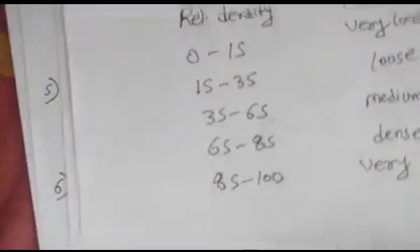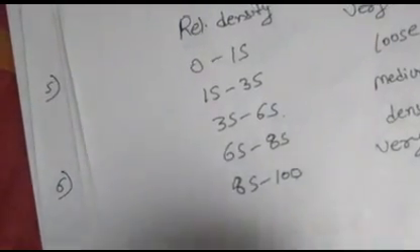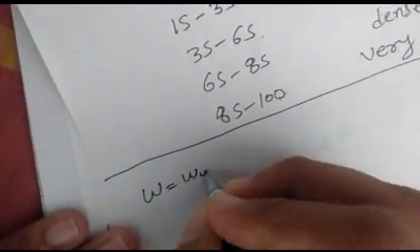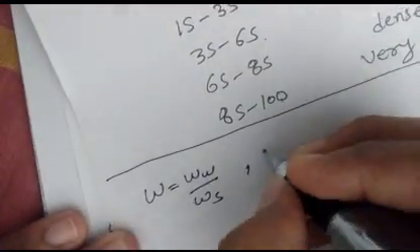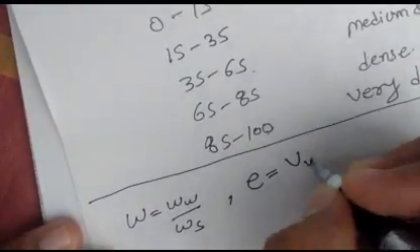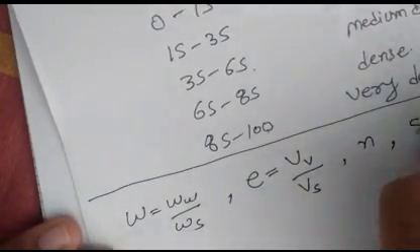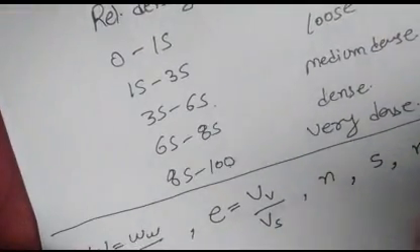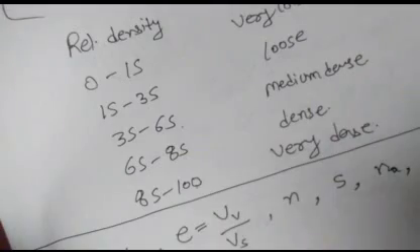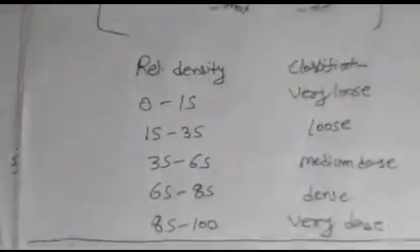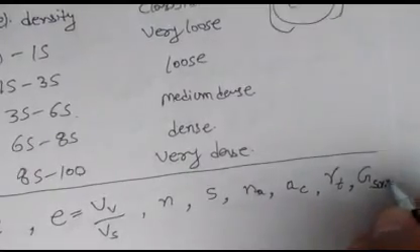Fine. Now comes the most important part. Till now, what we have learned is water content. Water content was weight of water by weight of solids. Then we started with void ratio. Void ratio is volume of voids by volume of solids. Then we learned porosity, then degree of saturation, then percentage air voids, then air content, then gamma T, then G of S, the specific gravity of solids.